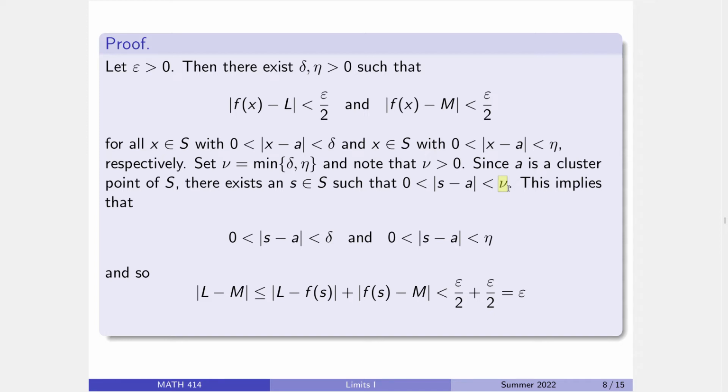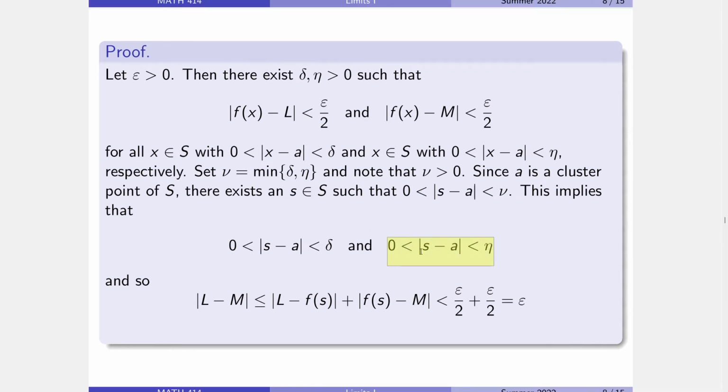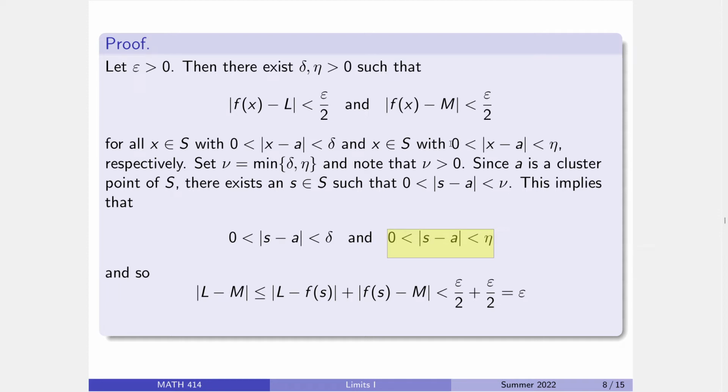Because the absolute value of s minus A is less than nu, that means it's less than delta and eta, which means that s satisfies this condition to guarantee that the absolute value of L minus f of s is less than epsilon over 2. s satisfies this condition, which guarantees that f of s minus M satisfies that, and there we go. The absolute value of L minus M is strictly less than epsilon for all positive epsilon, so it's got to be that L is equal to M. And the proof is over. That's it. Simple as that.